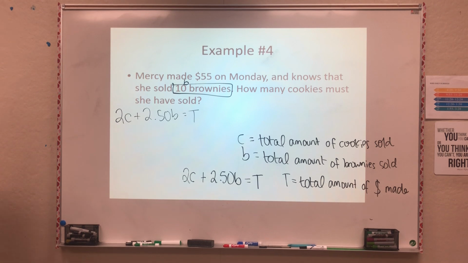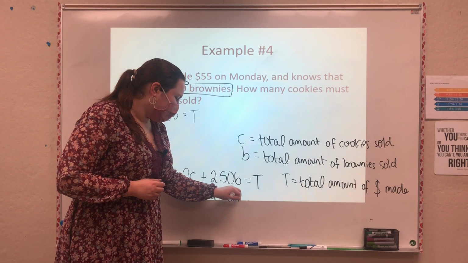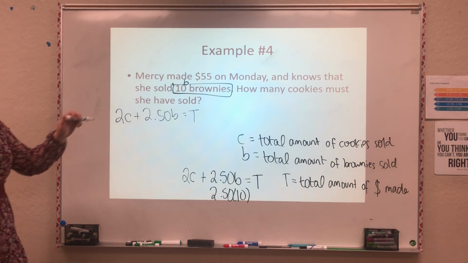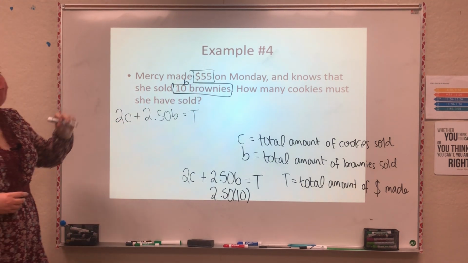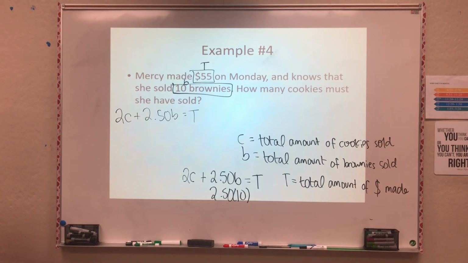What could I do with that information? You multiply $2.50 times 10. Yay, love it. Is that the only thing they told us? They told us how much she made, 55 on Monday. So what is that? The amount of money she made on Monday. Nice. So if we know that's the total amount of money she made, what could I do with that information?